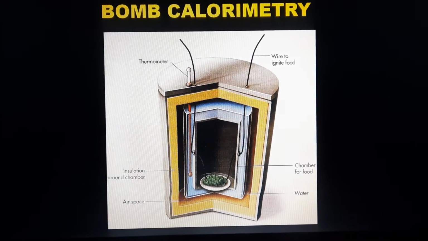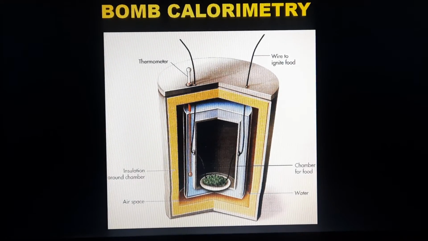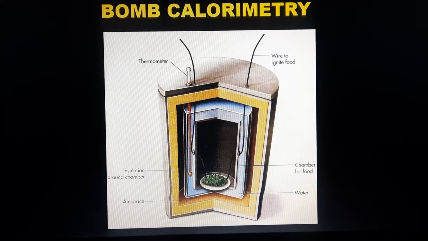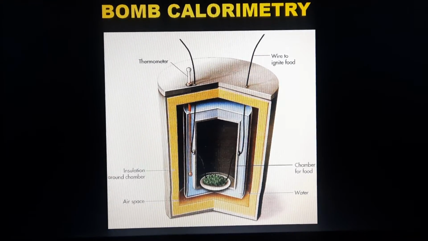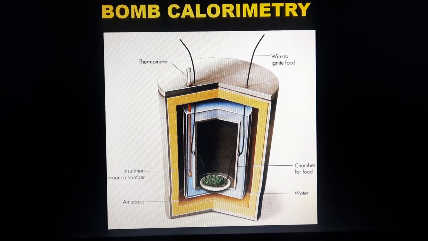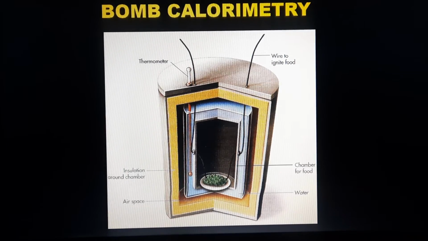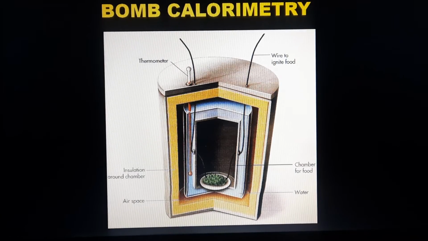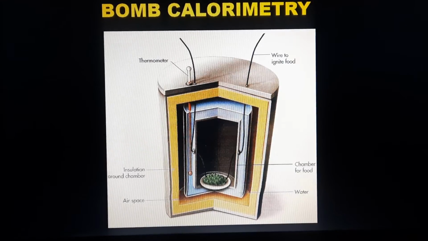This is a bomb calorimeter. This equipment is used to measure the caloric value of the food. It is called a bomb calorimeter because its walls are made of thick steel material, and it can easily stand high temperatures, so that's why it is called bomb. The food is placed into it in a closed container.